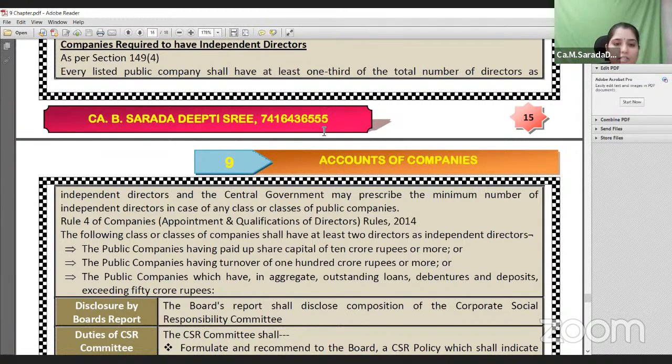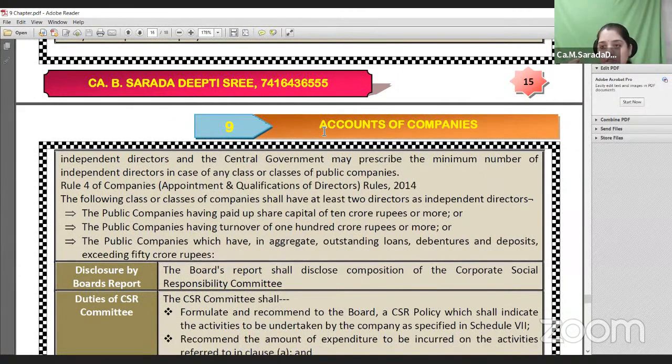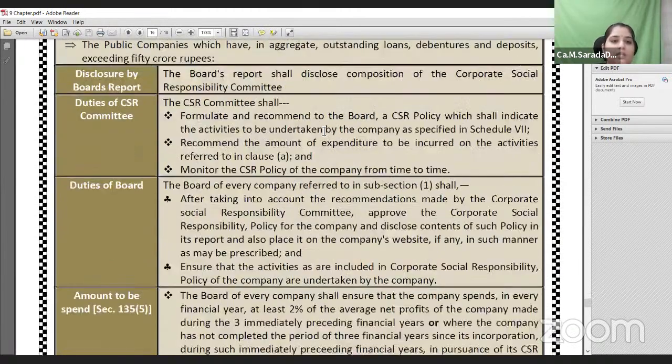In such listed companies having paid up share capital of 10 crores or more, turnover of 100 crores or more, or outstanding loans, debentures and deposits exceeding 50 crores, they should mandatorily maintain independent directors. Why, ma'am, independent directors? Because the judgment given by the independent directors would be a true and fair view. They would not rely on the decisions of the management, or try to give wrong information to the outside public. They should also disclose the CSR committee and the CSR activities in the board report, and their duties should also be specified.